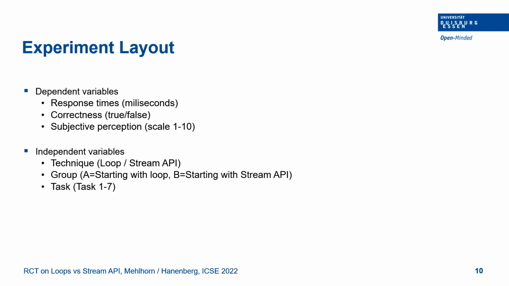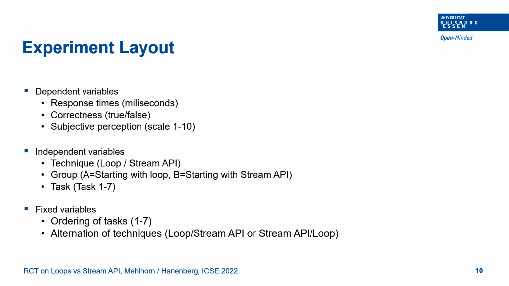The independent variables were the technique, which is either the loop or the Stream API, and the group. So we had a group A or group B, and group A was the one where the people started with a loop. Group B was the group where people started with a Stream API. After that came the other technique. So it is really just the question, what is the original first starting technique that you used? Then we had these 7 different tasks.